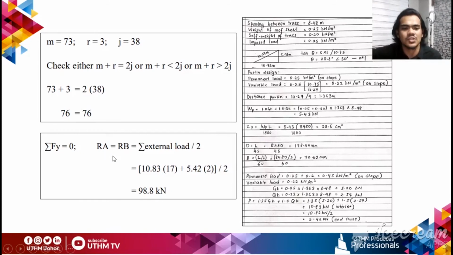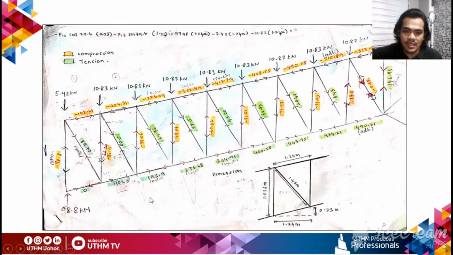And then we can proceed to reaction calculation, which is we use a simple equation, which is total external load divided by 2. Then we get 98.8 kN for both reactions at A and B. And then this is our manual calculation for our truss internal force. We use the inspection method. So as we can see, the top chord has compression, and the bottom chord is almost all tension, and the straight one at the middle is compression, and the inclined one is tension.